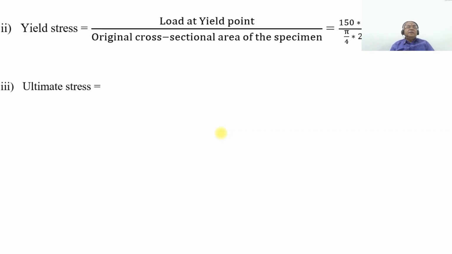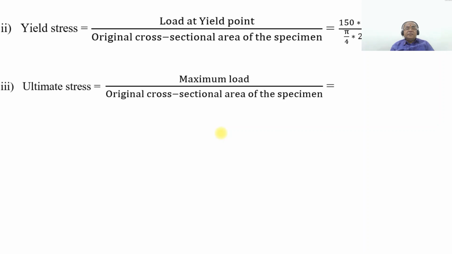So when you are taking the ultimate stress, what is the ultimate stress? That is the maximum load divided by the original cross-sectional area of the specimen. What is the maximum load? It is 225 kilonewton. So that is 225 into 10 to the power of 3 Newton divided by pi by 4 into the original cross-sectional area. The diameter is 25. That is pi by 4 into 25 square. On simplification, you will get 458.4 Newton per mm square.